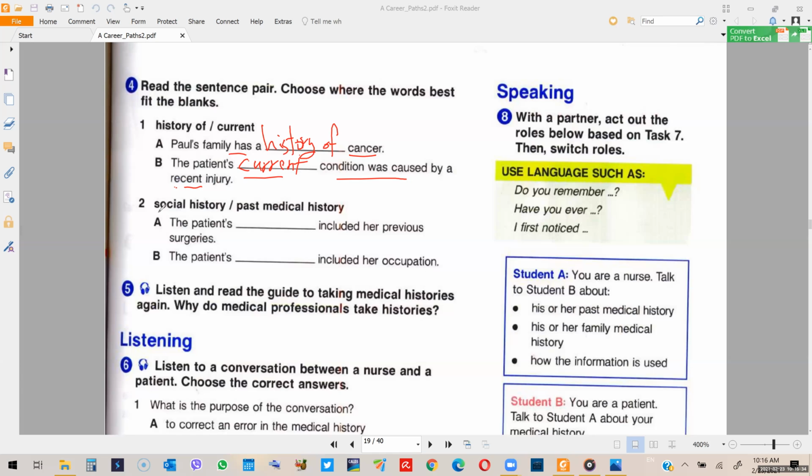Number 2, social history, past medical history. So there is a difference between social history and past medical history. The patient's history included her previous surgeries, so operations she had in the past. So this is called history or past medical history. This is past medical history.